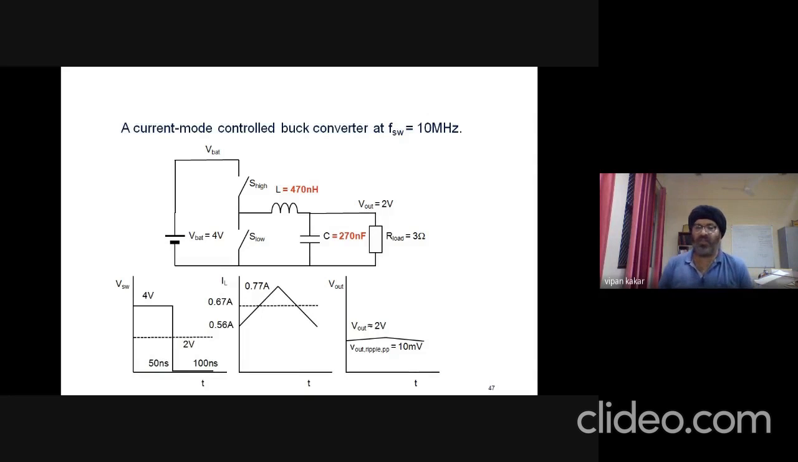With the same DC to DC converter topology, you can change these parameters: switching frequency, inductance, capacitance, maximum current, duty cycle. Here the duty cycle is 50 nanoseconds divided by 150 nanoseconds, because T on plus T off is capital T, which is the time period. So T on divided by time period is the duty cycle. Again, I am repeating this one.